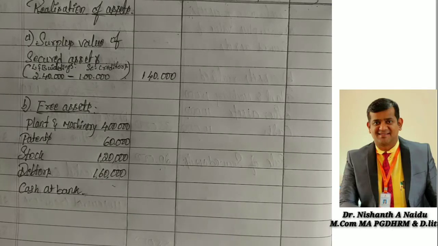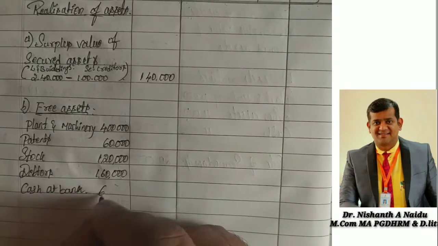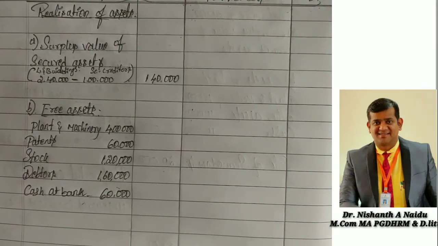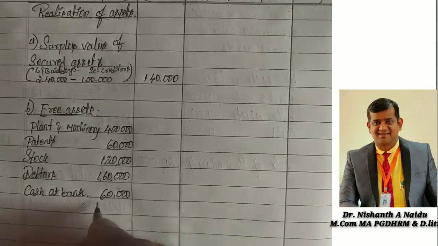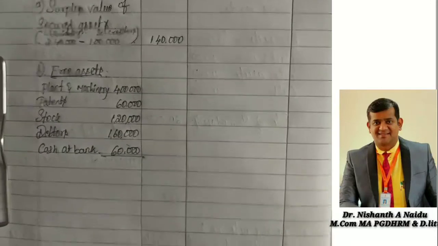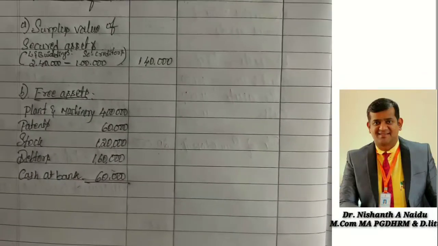Okay, so look at the previous question balance sheet, how much cash has been given. Cash at bank, he has given 60,000 rupees. So now total this 60,000. Now total put together, then write.